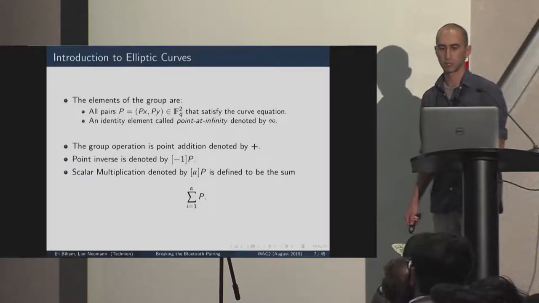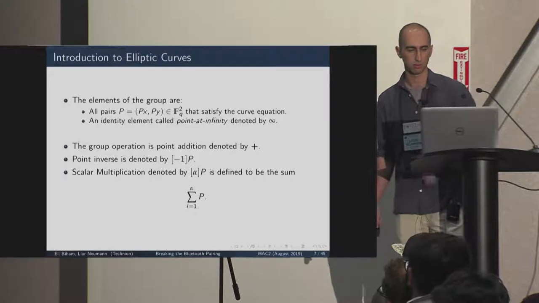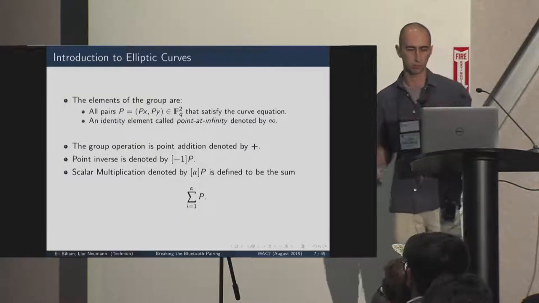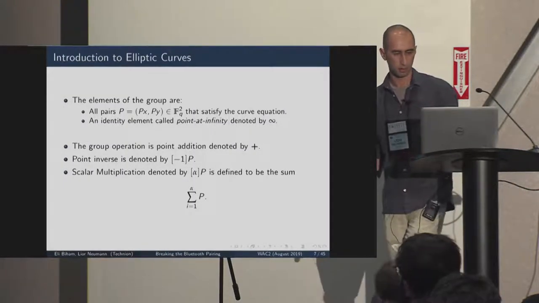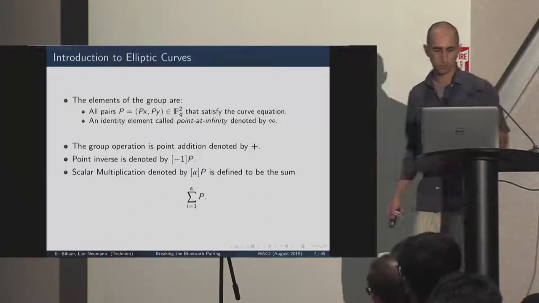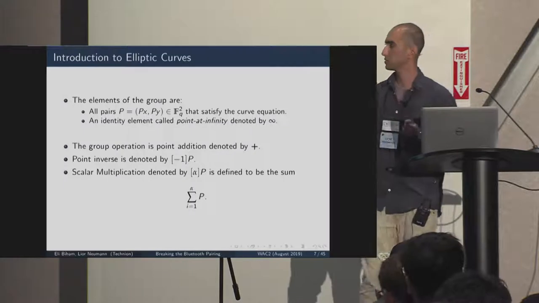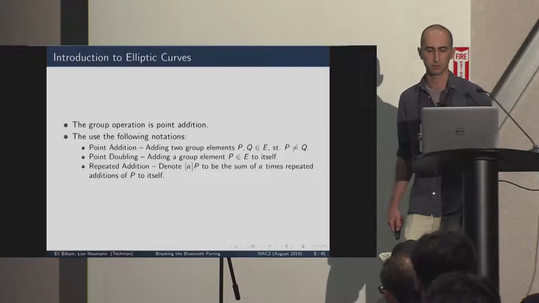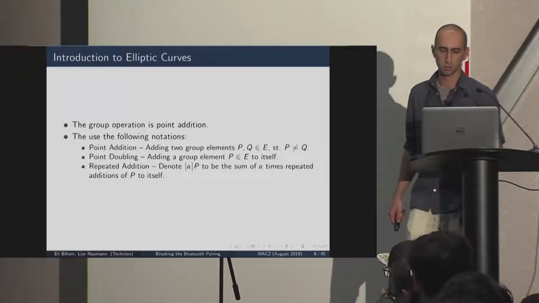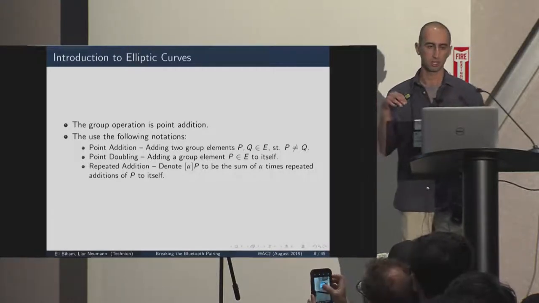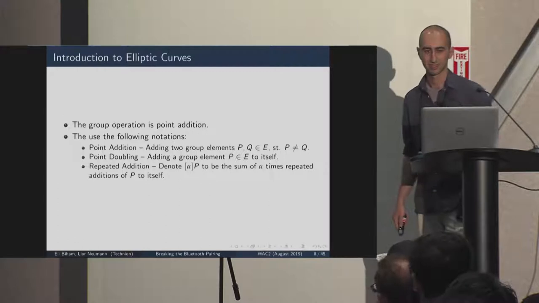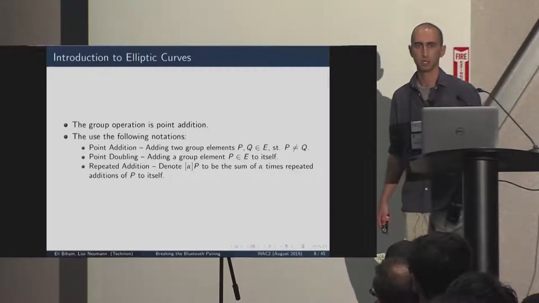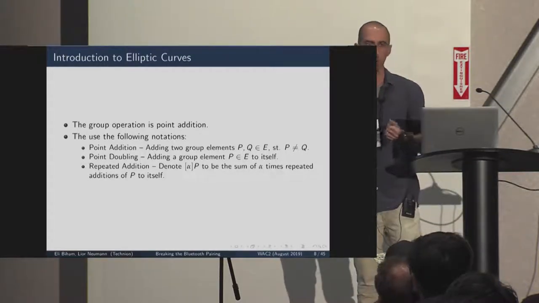And because it's a group, you have an operation. In this case, the operation is addition, so we'll denote it by the plus symbol, and we'll use the inverse notation of minus one with brackets for a point P. We would also need scalar multiplication, which is simply adding a point to itself several times. So these are the notations we're going to use. Point addition, we'll divide into point addition and point doubling. Doubling is adding a point to itself, and point addition is adding two different points.